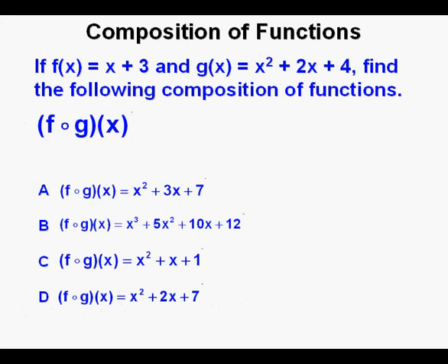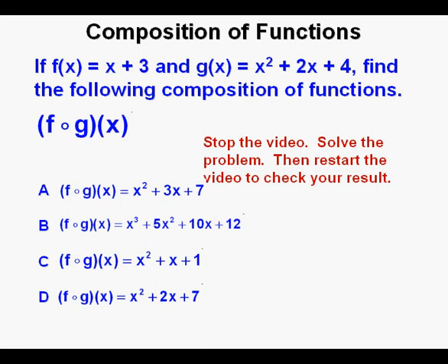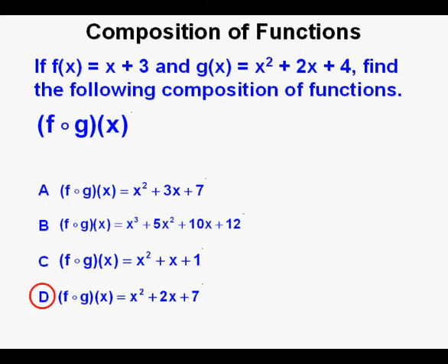If f of x equals x plus 3 and g of x equals x squared plus 2x plus 4, find the following composition of functions, and we're asked to find f of g of x. Then we have our multiple choice answers A, B, C, and D. Stop the video, solve the problem, then restart the video to see if you got the correct answer. The correct answer is D.